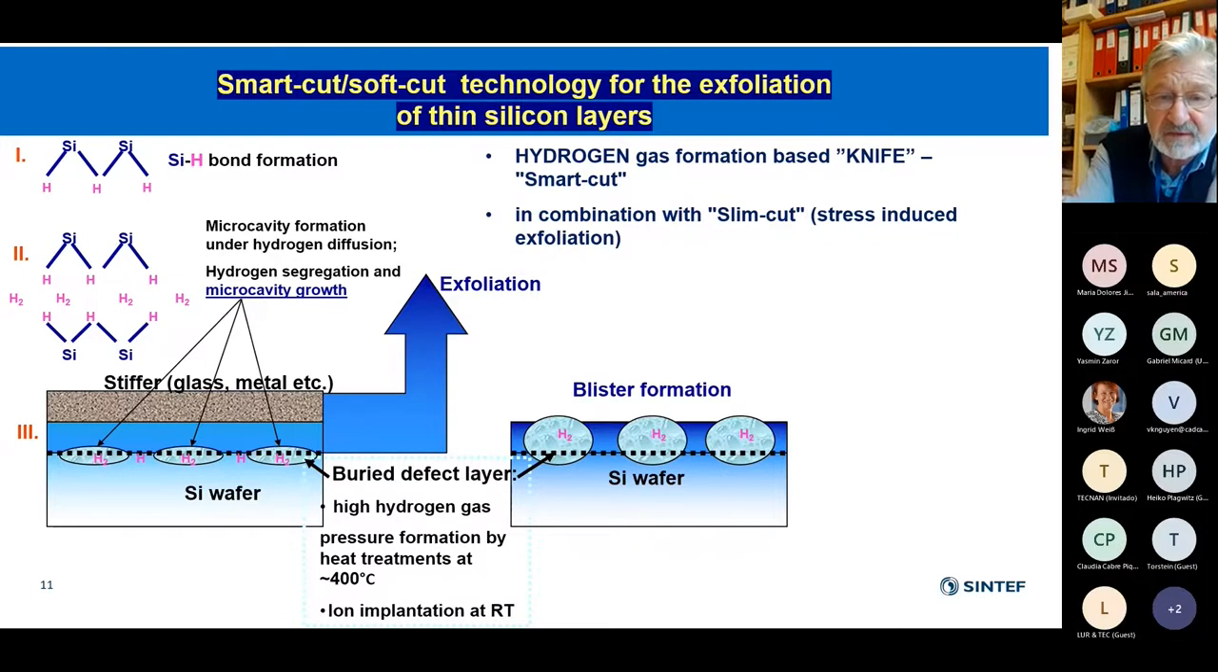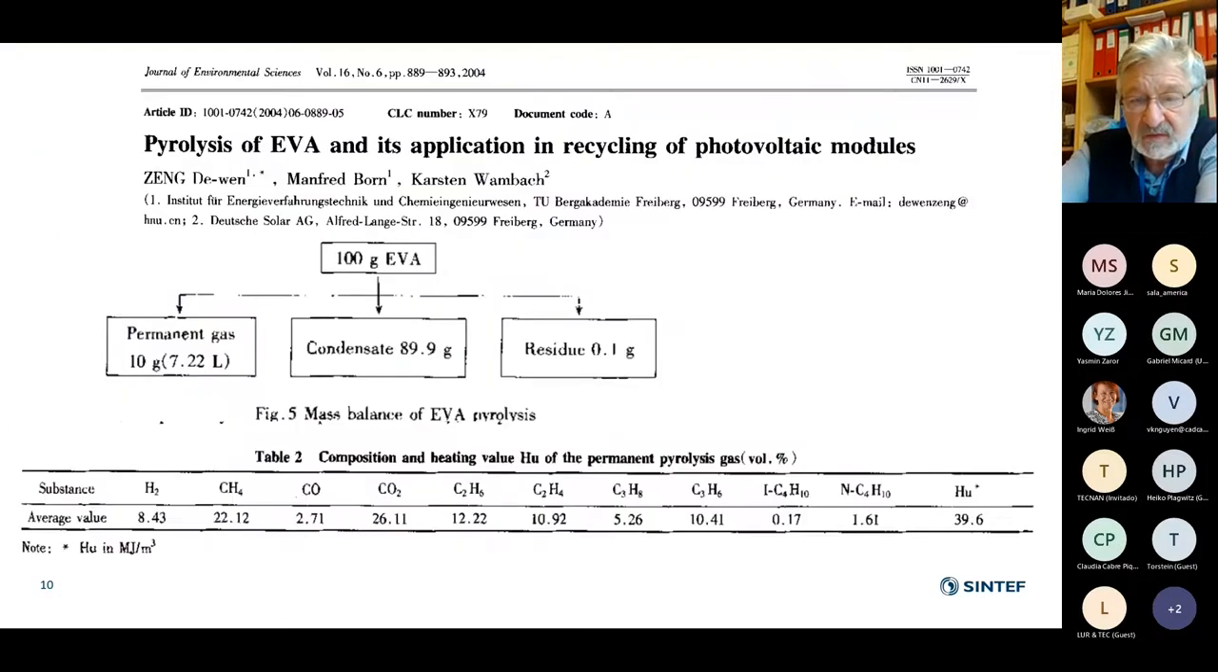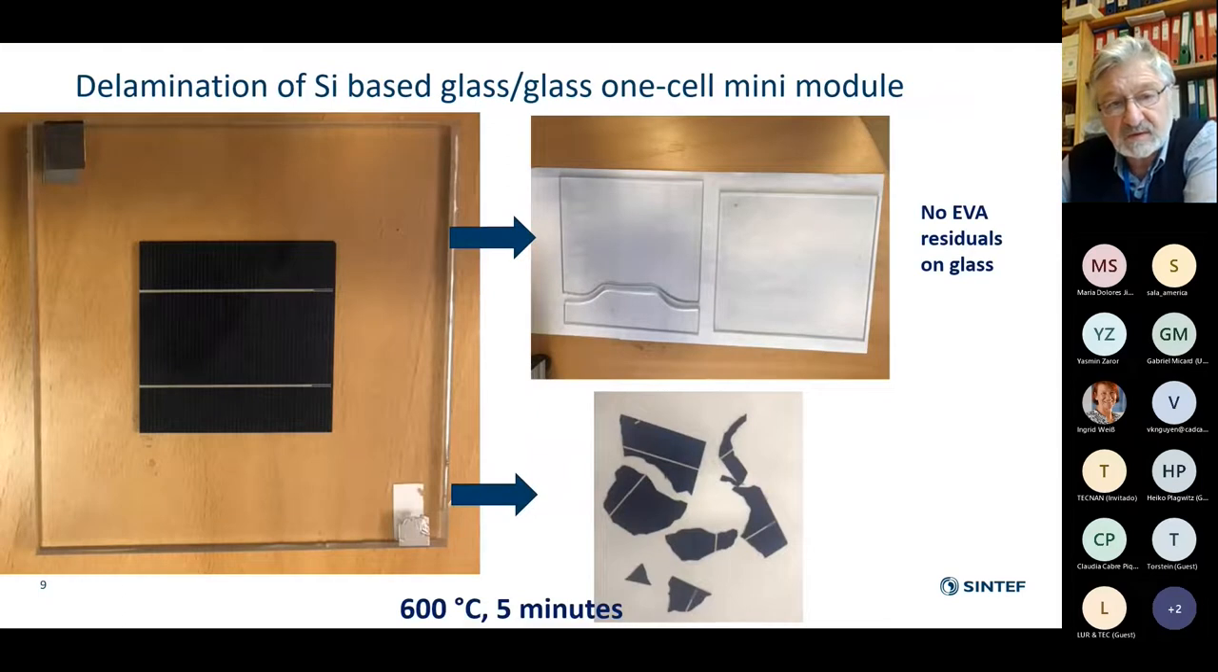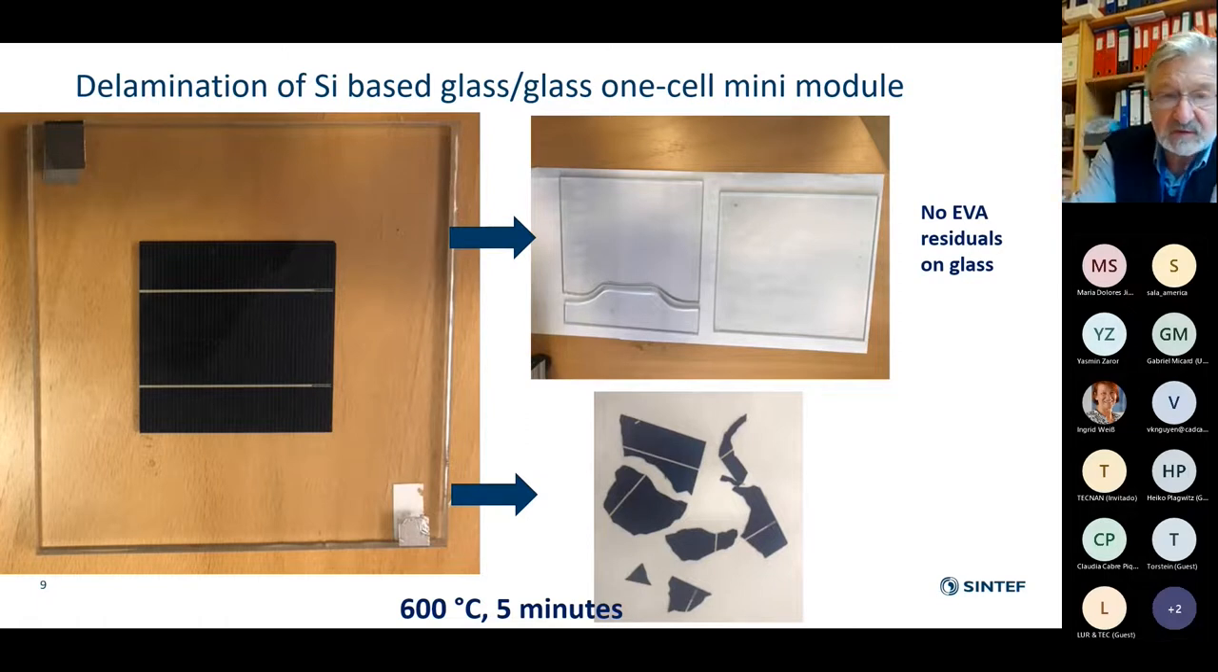In fact, we have a similar case when we are dealing with a large-scale, let's say, mini model. We have formation of gases beneath the glass, and by this formation of gases, we exfoliate the glass fully without breakage, like in the case of smart cut technology.